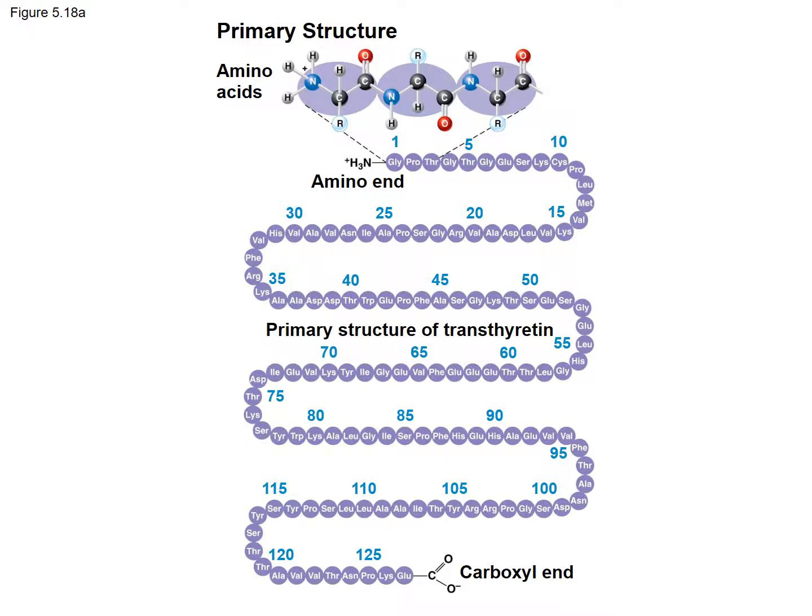Primary structure. The sequence of 1, 2, 3, 4, 5, on through to the end of the amino acids. This is going to be set by your genes. The genes will say this is the sequence. They will be linked together using a dehydration reaction like we've talked about before, and that gives you the primary structure.